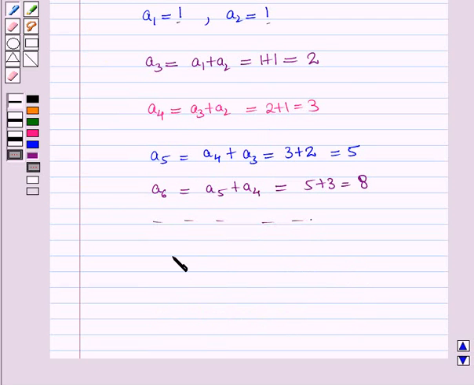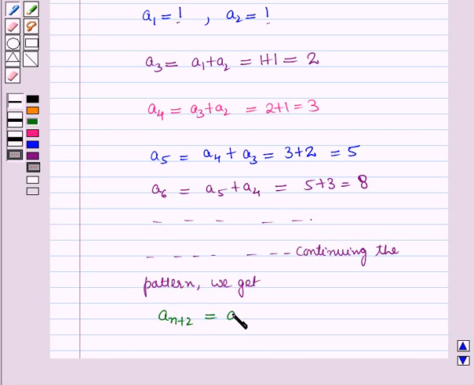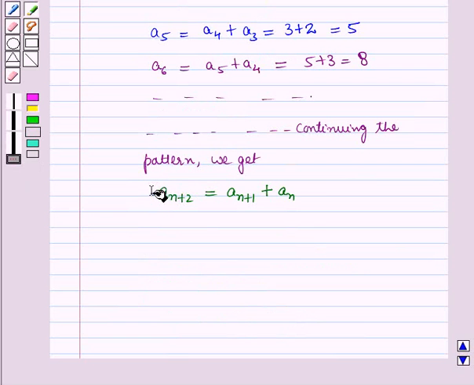Now continuing this pattern, we get a(n+2) is equal to a(n+1) plus a(n), that is, the sum of the two preceding terms, and this is the required recurrence relation for the Fibonacci sequence.